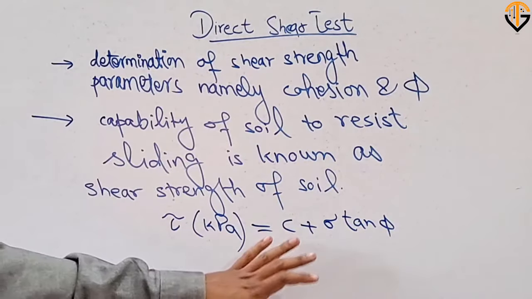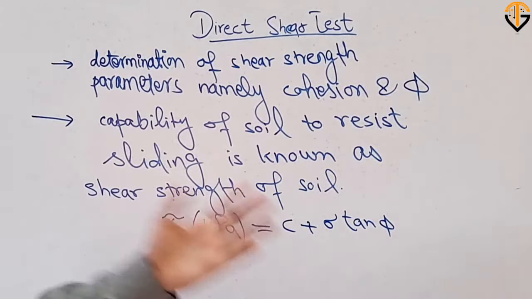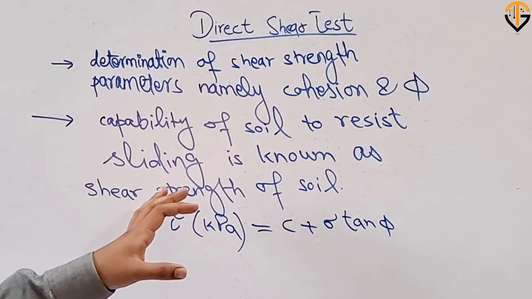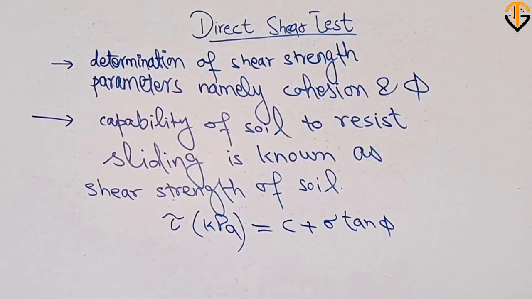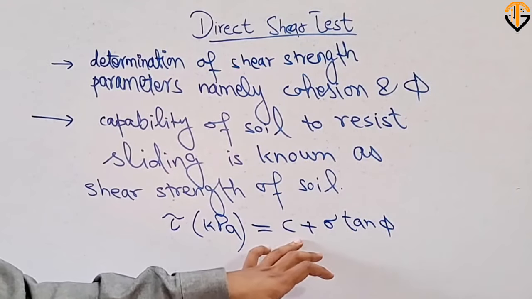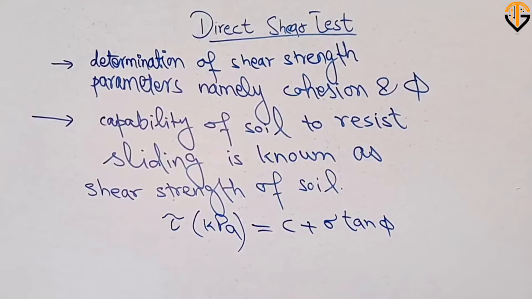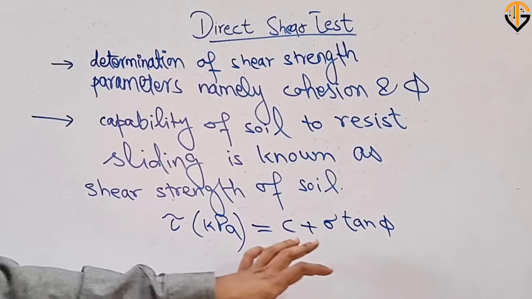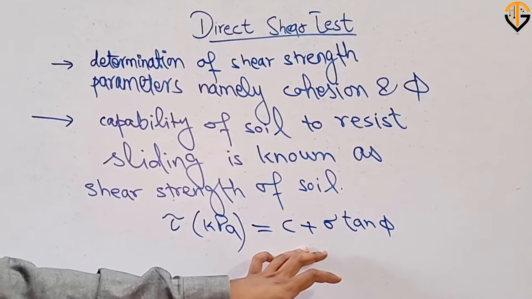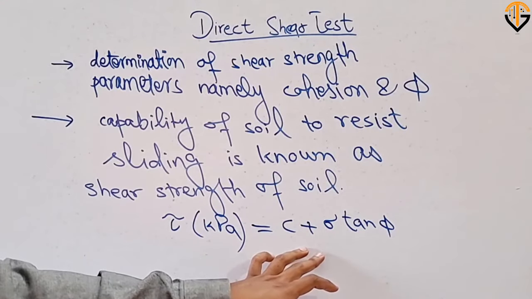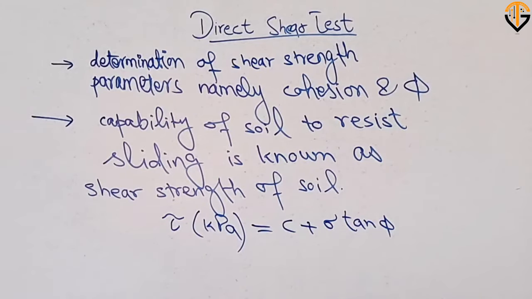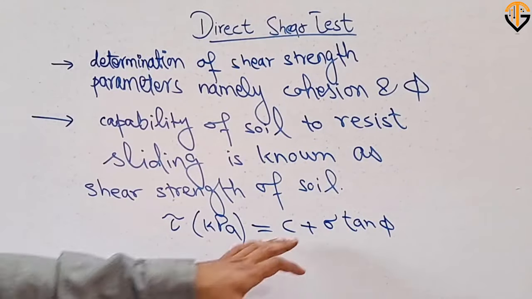So before discussing the technical details of the shear strength, let's try to understand why we need to determine the shear strength parameters. So basically these shear strength parameters are used for the design of geostructures. Geostructures means pile foundations, shallow foundations, slope stability, and design of embankments, etc. So these are the fundamental parameters which are used for the design of almost every structure related to the geotechnical engineering. So that is why we need to determine these parameters.